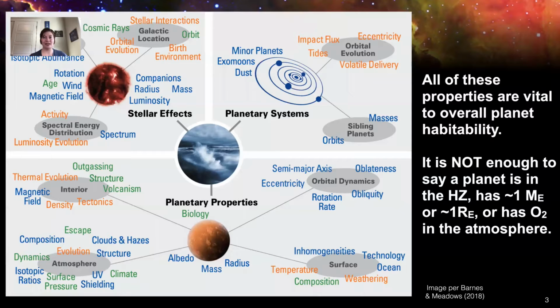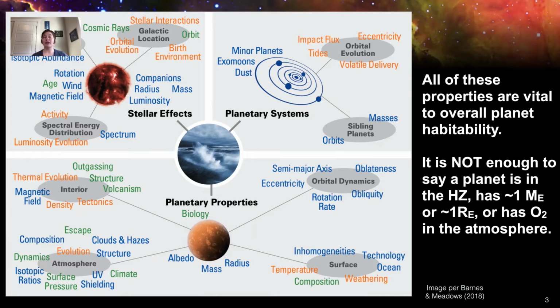Instead, I really like this figure that Rory Barnes and Vikki Meadows put together in 2018. This is lovingly called the planets are hard diagram, because it really shows all of the complicated aspects of exoplanets and all the different properties that we absolutely have to know in order to define whether or not these planets might be habitable. On the left side are the stellar effects: the galactic location, composition, and structure, as well as the spectral energy distribution. So what kind of radiation does the star put out?